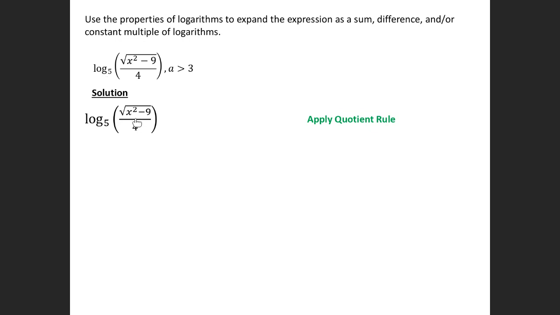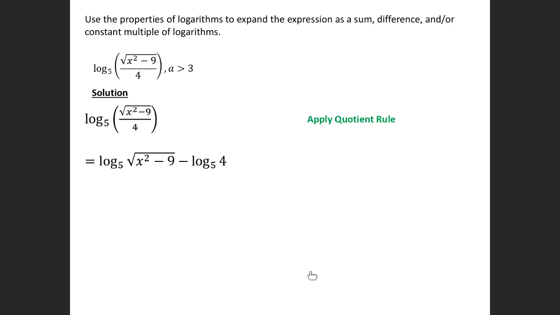We have 2 expressions being divided. So we're going to apply the quotient rule, which says we can separate them with subtraction. Okay, so I'm going to have log 5 of the numerator, x squared minus 9, minus log 5 of the denominator, 4. So now let's work with the left side.